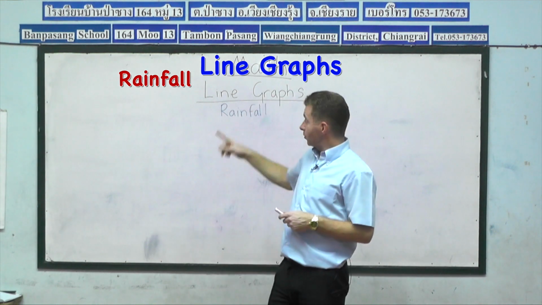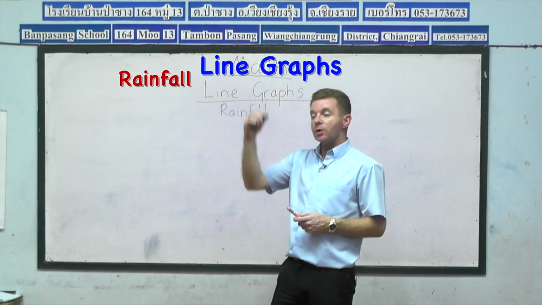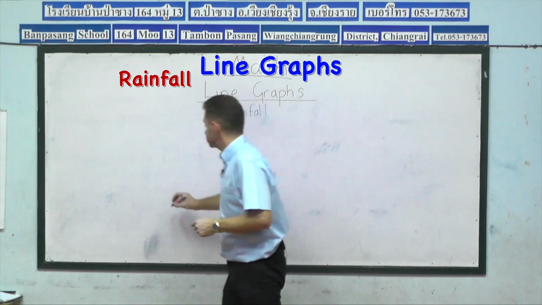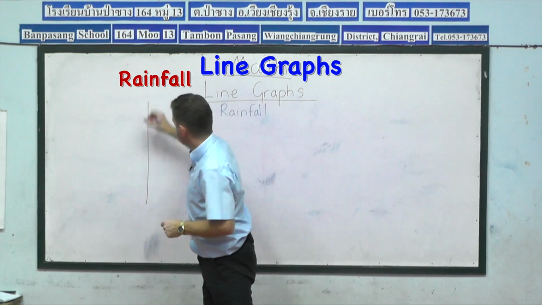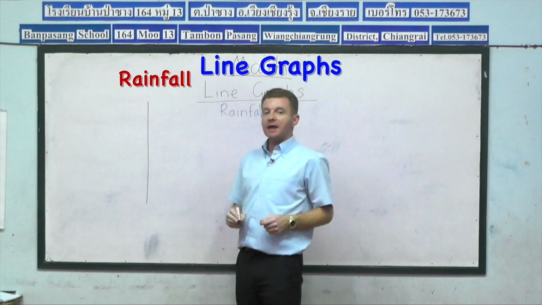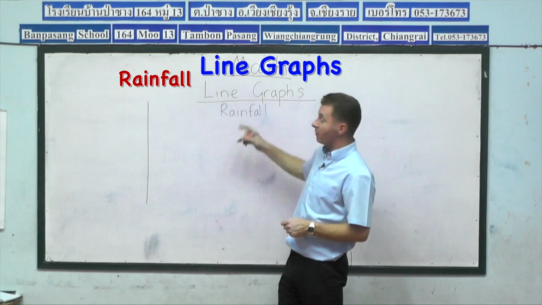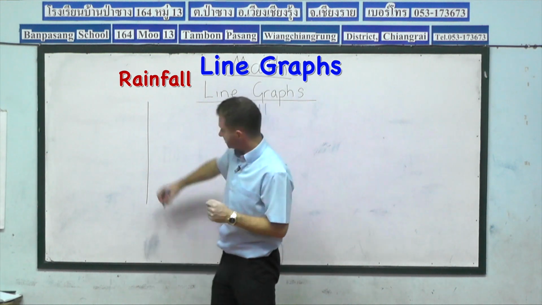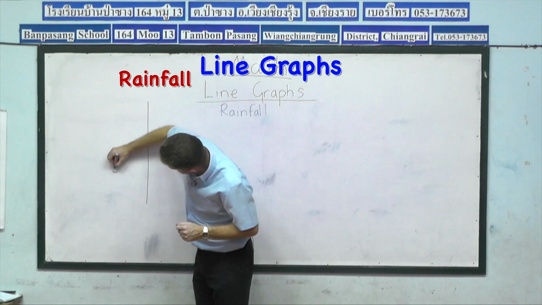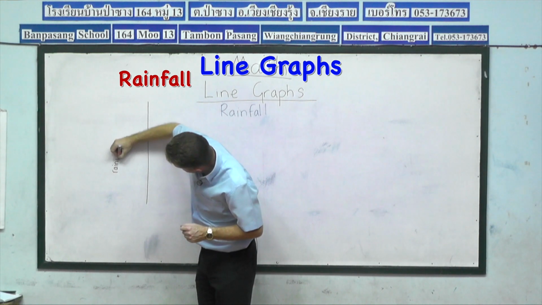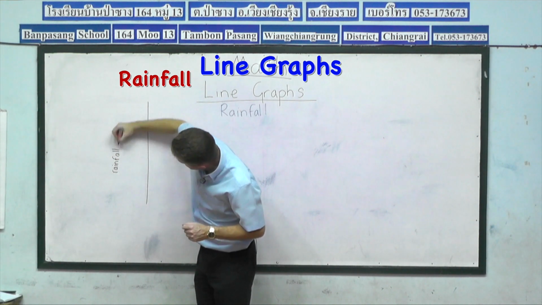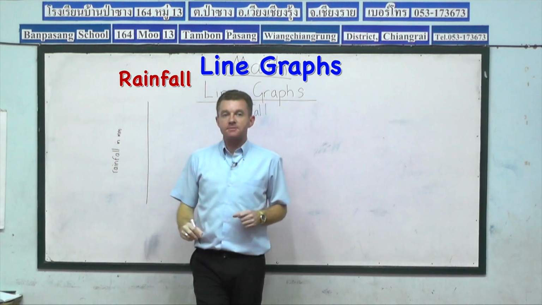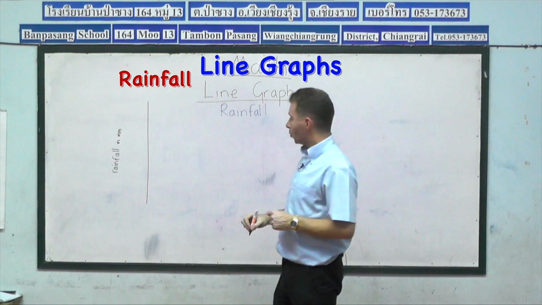So what we need now, we need our 2 lines. What is the line going up known as? Vertical axis, yes. So we have our vertical axis, and our vertical axis needs a label, and it will be rainfall. We measure rainfall in millimeters. So rainfall, R-A-I-N-F-A-L-L, in millimeters.